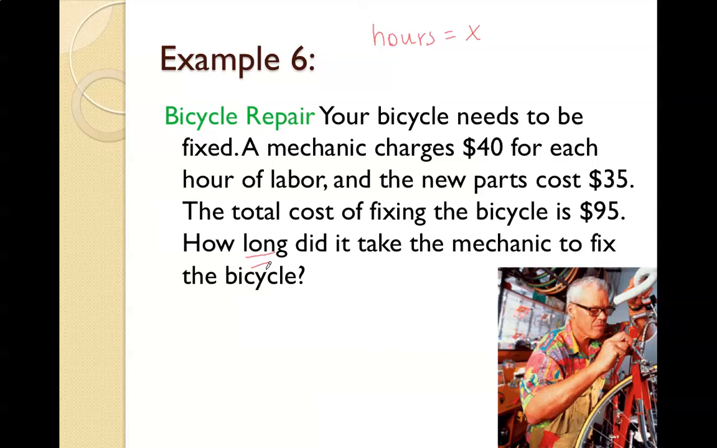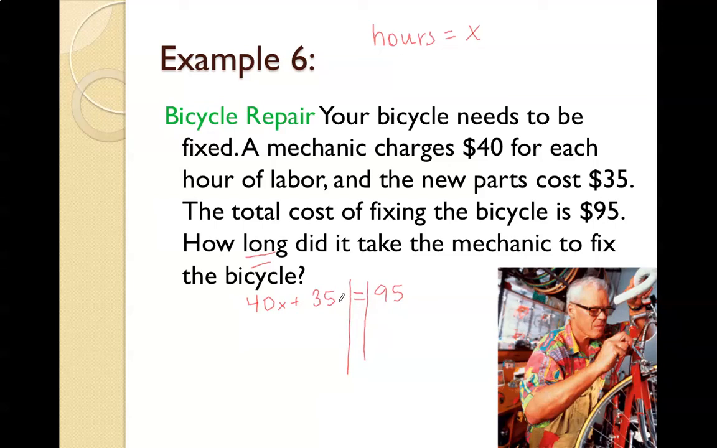So let's first see if we can write an equation. I know that it equals $95, that I end up spending $95. I know that the new parts is a total cost of $35. And I know that it's $40 an hour. So I'm going to write $40 per hour. What does the hour represent? X. So it's going to be 40x plus 35 equals 95. And I'm trying to figure out what this x is. So I'm going to set up my two-step equation.